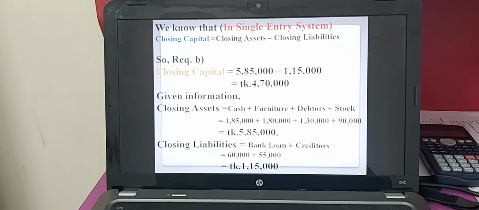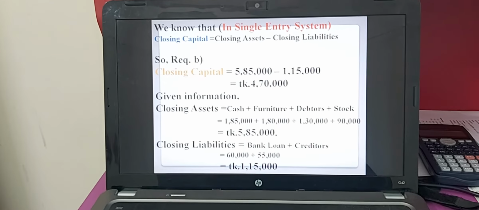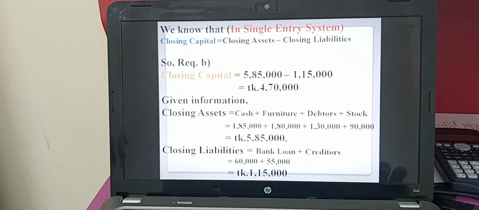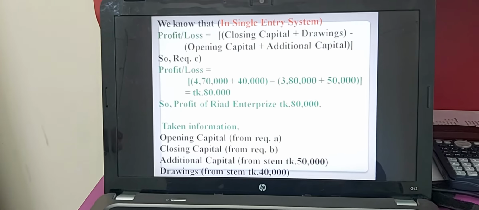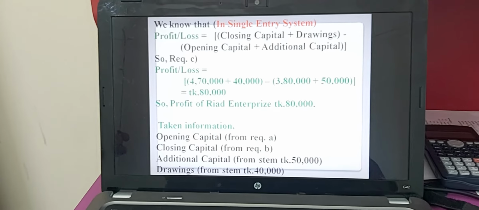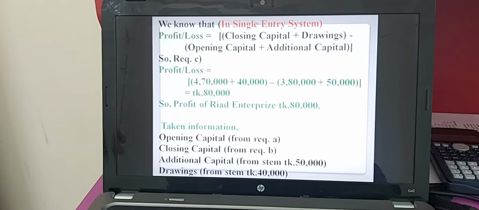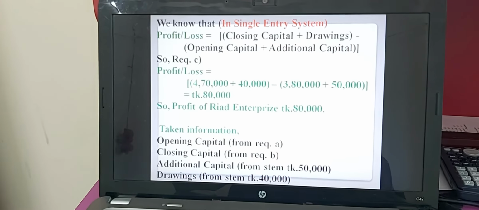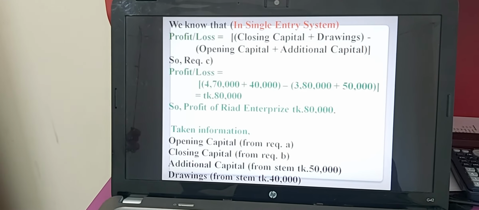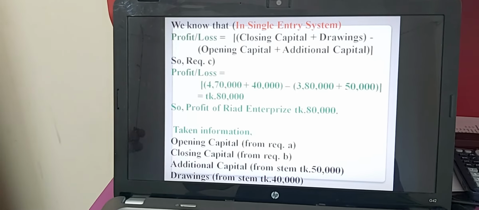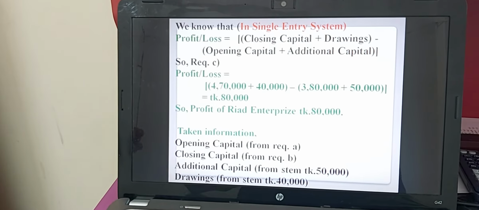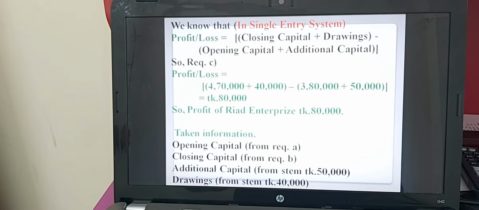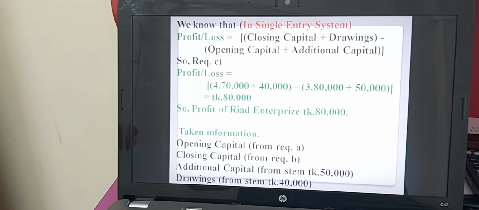Okay, dear learners, you can go to your next page in your copy for solving the third requirement. Requirement C, profit or loss. We know that in single entry system, profit or loss is equal to closing capital plus drawings minus opening capital and additional capital. So we can find out from the stem the amount of profit or loss.